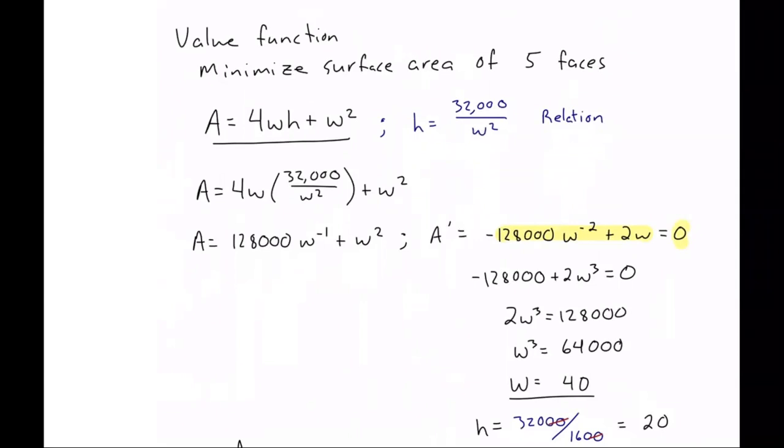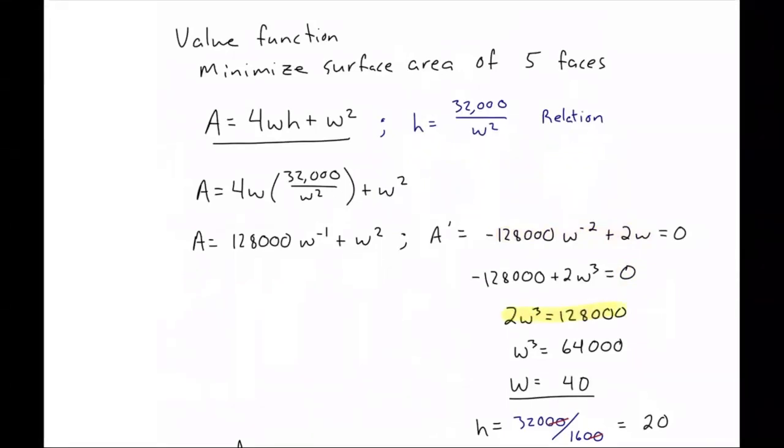And then maybe to simplify this, let's multiply all sides by W squared. That gets rid of this W to the negative 2. We're just a constant here. And 2W times W squared is 2W cubed. All of this equals 0 still. And now we're just going to solve for W cubed and then W.